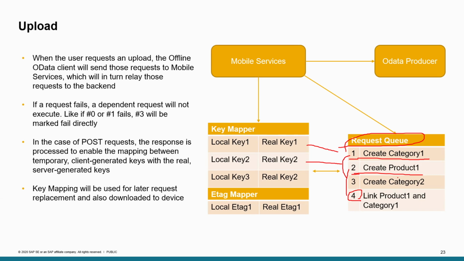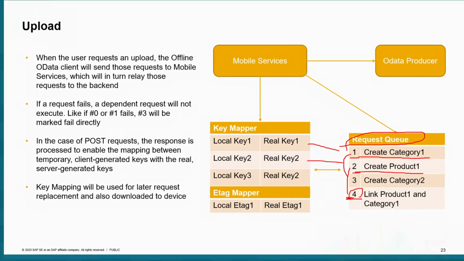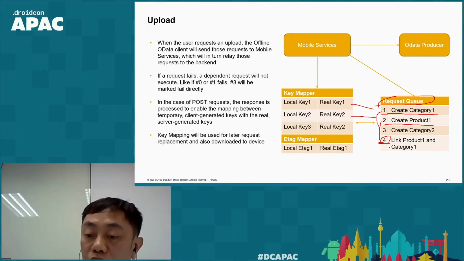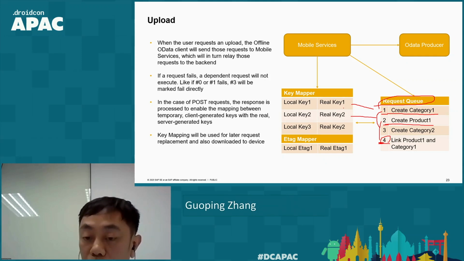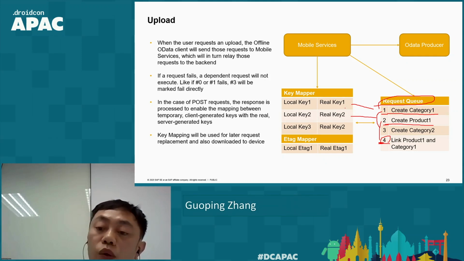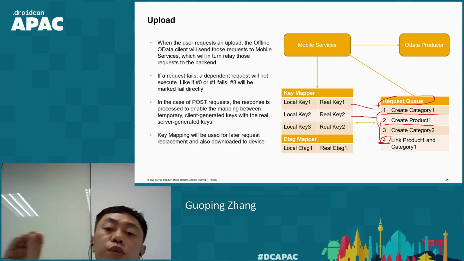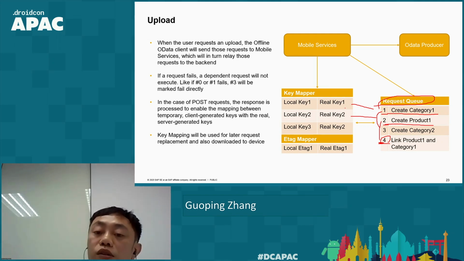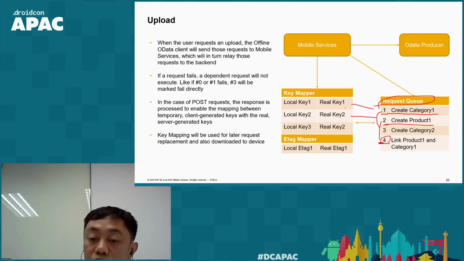And then when you want to link the product and the category together in the fourth request, we need to replace the local key of the product and the local key of the category with the real key of the product and the category. So this is what we're trying to do. Before we issue the request to the backend, we will replace any local key with the real key, so that the backend will never see the local key again. They just see the real key.